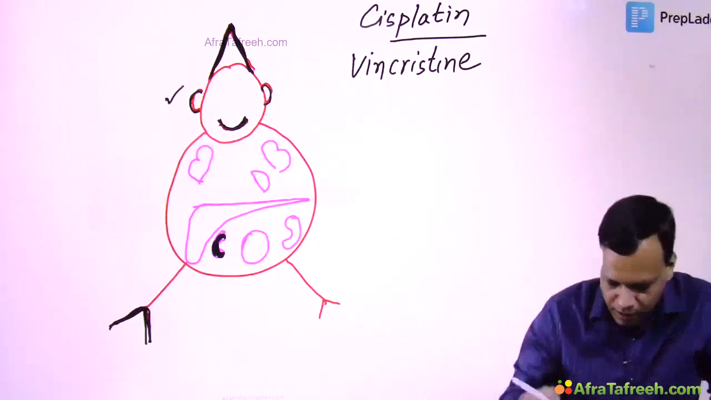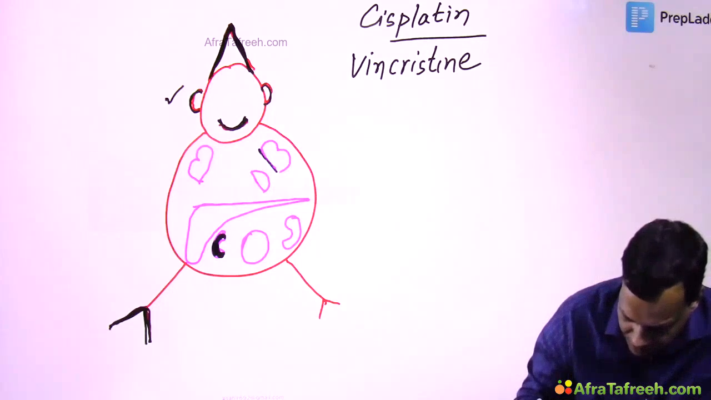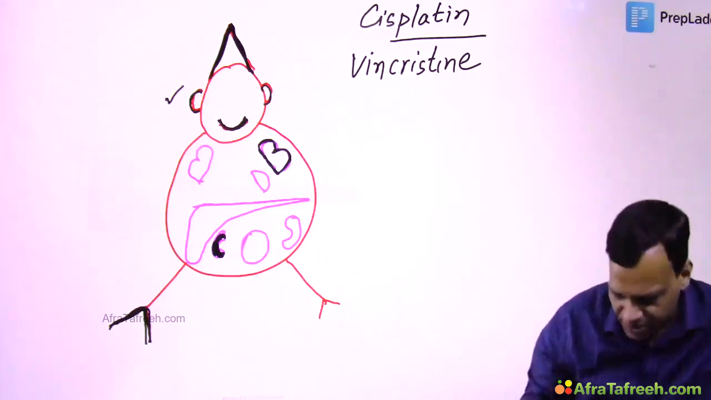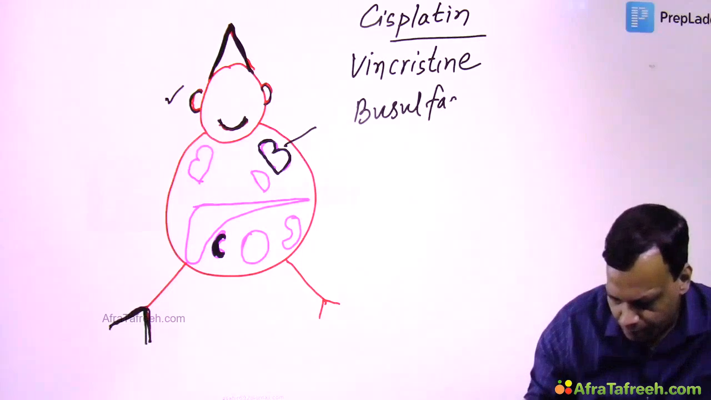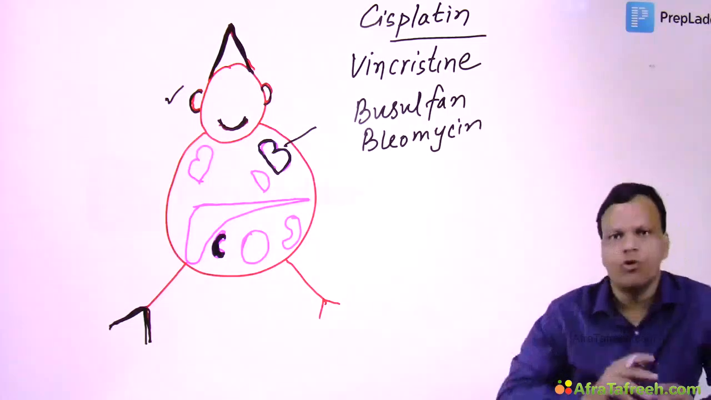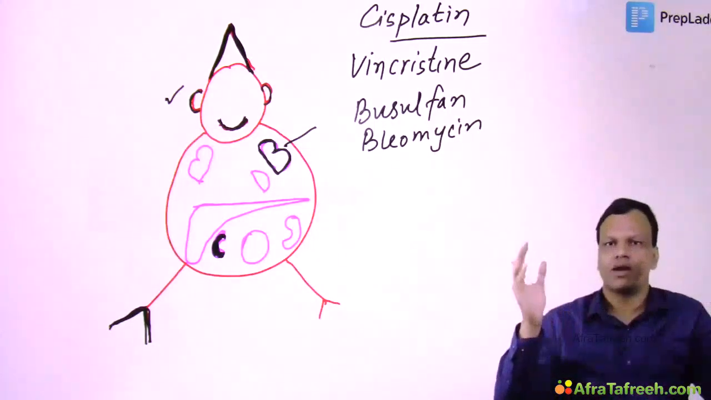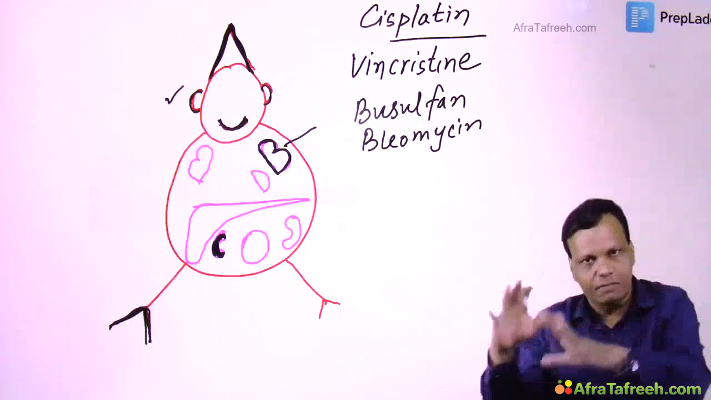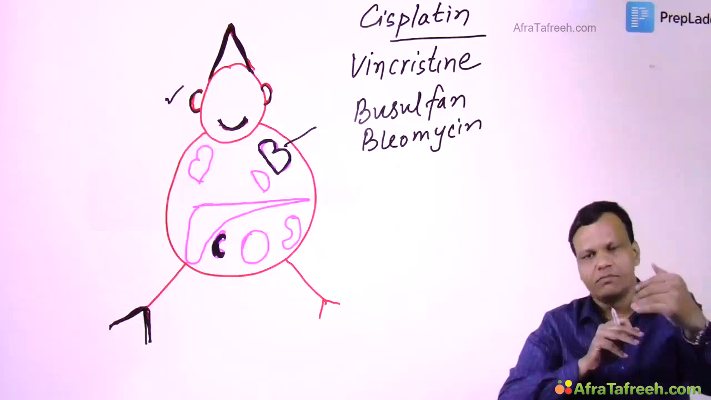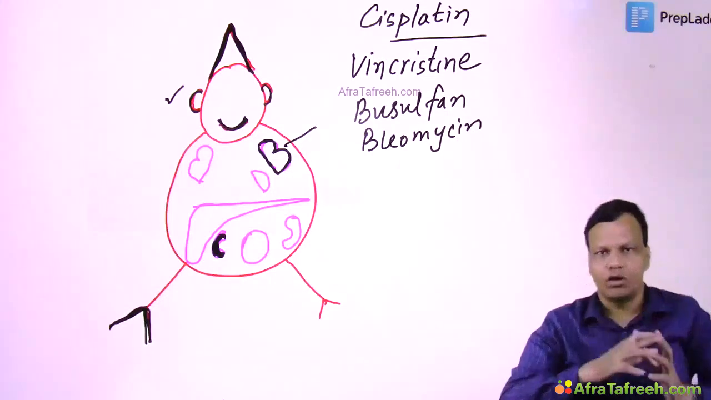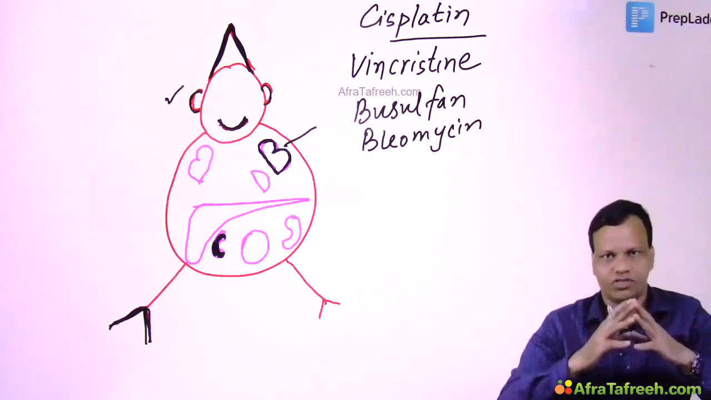Okay. Then if you see these lungs, they look like B. Lungs look like B. So B stands for busulfan and bleomycin. So busulfan and bleomycin can cause pulmonary fibrosis, and this we already remembered. They contain vehicles in the name. Busulfan, bleomycin means blow the horn. They can cause pulmonary fibrosis.